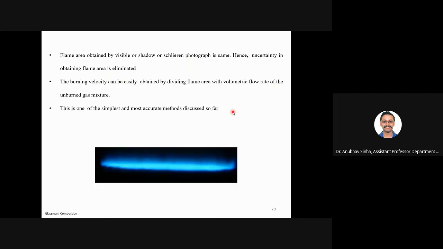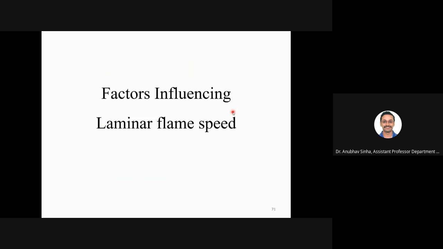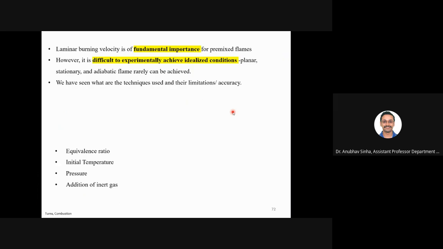Okay, fine. Moving on. Now let us look at what are the various factors. We have discussed various methods to measure flame speed. Now what are the factors which will govern or influence your laminar flame speed? As we have discussed, laminar flame speed is of fundamental importance. It is a characteristic of a particular fuel for given conditions.